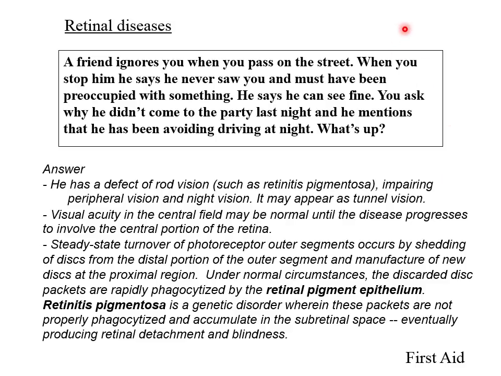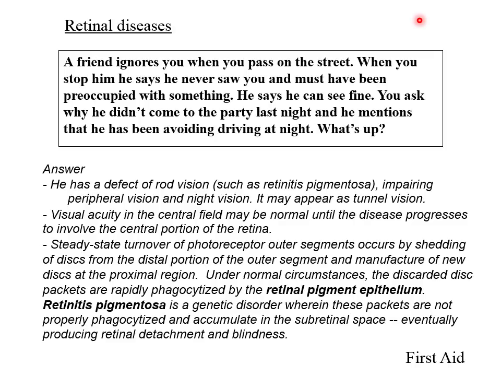Now we'll look at a number of retinal diseases. We start out with a friend who ignores you when you pass on the street. And when you stop him, he says he never saw you and must have been preoccupied by something. He says he can see fine, so you ask why he didn't come to the party last night, and he mentions that he's been avoiding driving at night. What could be happening here?